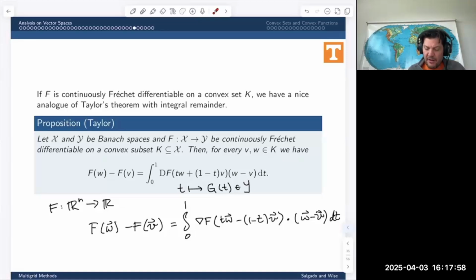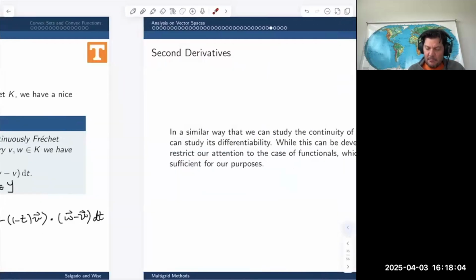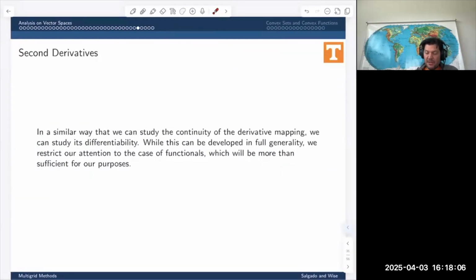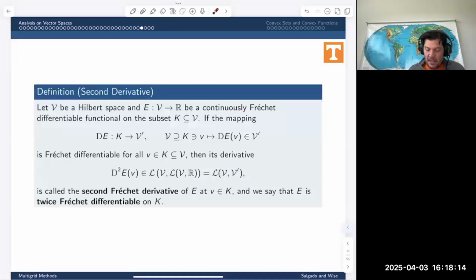It's probably something you've never seen before, an integral of a Banach space valued function, but we can make sense of it. These things do exist. We talked about this object last time: what are second derivatives? So we said, okay, well, if the first derivative exists, then that's a mapping, and it's a mapping from a set into a Banach space, right?